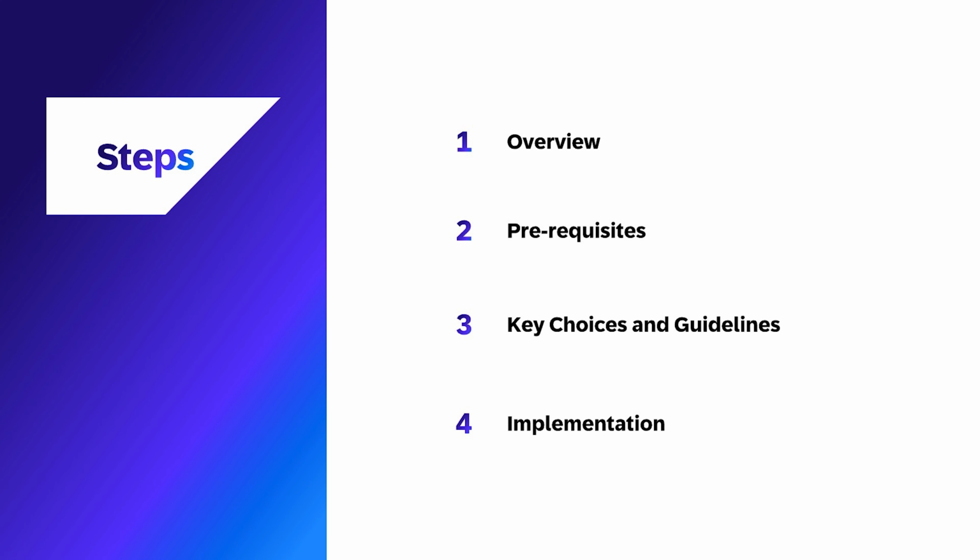First, we'll begin with an overview to understand what document grounding is, why it's important, and how it simplifies retrieval augmented generation implementation. Next, we'll cover the prerequisites to set up and use the service. Then we'll move on to key choices and guidelines to consider when configuring your grounding repository, metadata, and orchestration settings. Finally, we'll look at the implementation steps connecting enterprise data sources like S3, SharePoint, or document management, and how document grounding integrates into AI orchestration workflows.